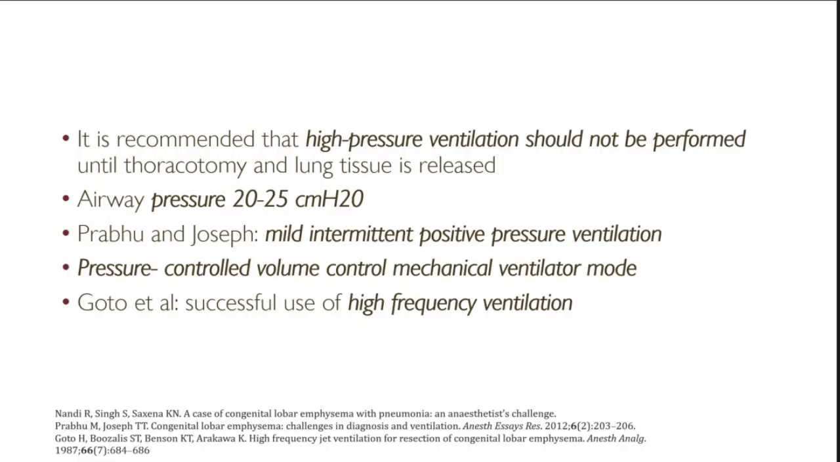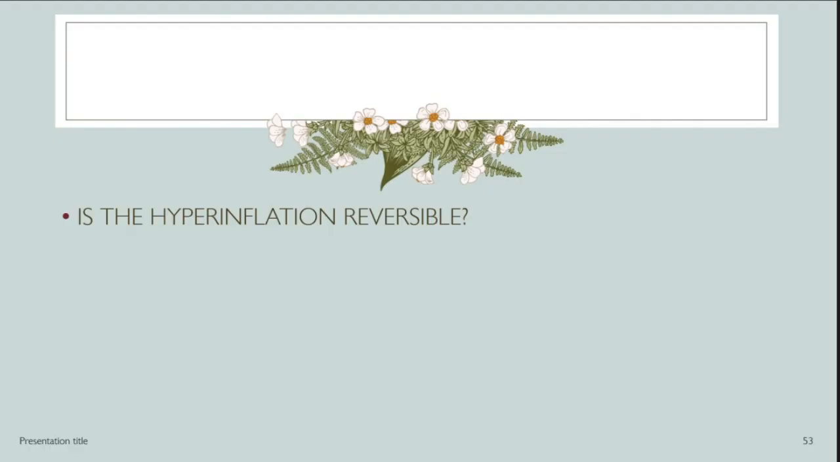It is recommended that high-pressure ventilation should not be performed until thoracotomy and lung tissue is released, and the air pressure should not exceed 20 to 25 cm water. If necessary, patients should be ventilated gently. Prabhu and Joseph used mild intermittent positive pressure ventilation following muscle sparing. If possible, the pressure-controlled, volume-controlled mechanical ventilator mode may be useful. There has also been a report of the successful use of high-frequency ventilation in CLE patients.